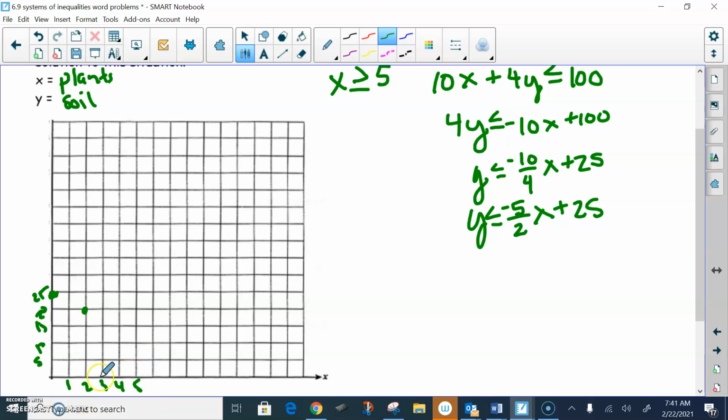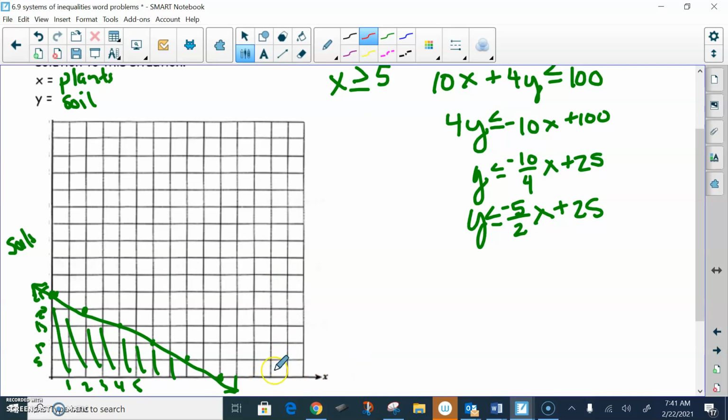And remember, the x-axis represents the number of plants we're going to buy, and the y-axis represents the number of bags of soil that Marcia's going to buy. So I'm going down 5 over 2, down 5 over 2, and so on, until she runs out of money there. Okay. All right. And she wants to spend less than or equal to that, so we're going to shade down.